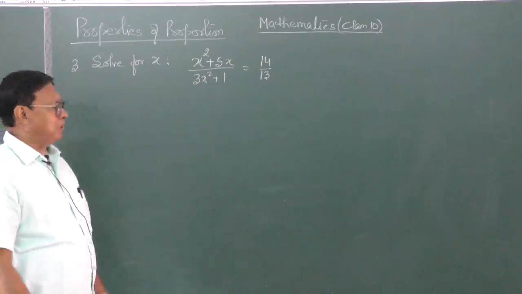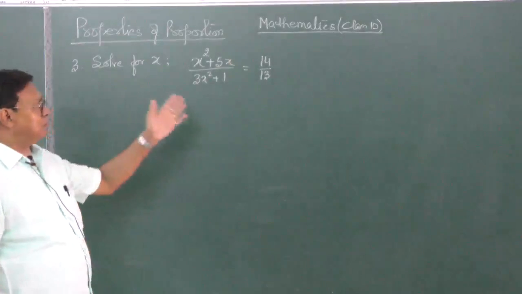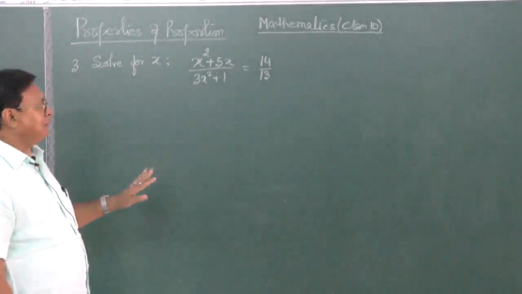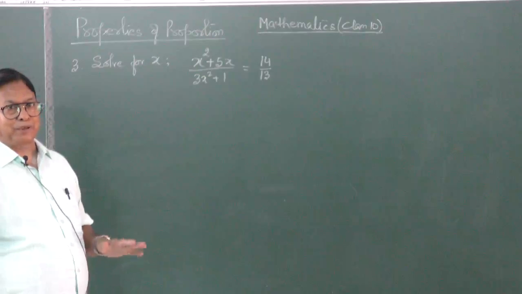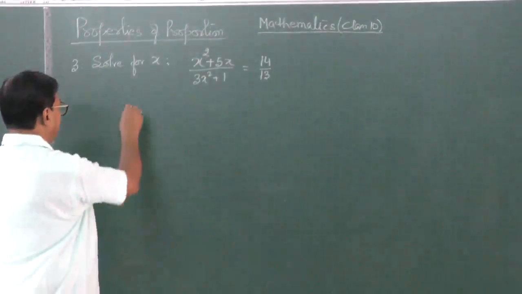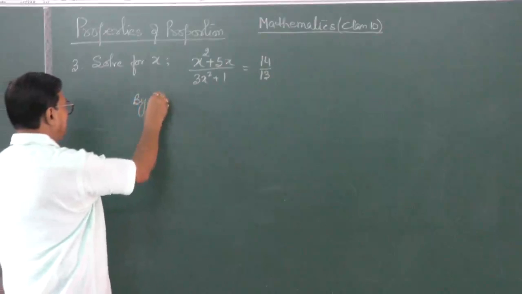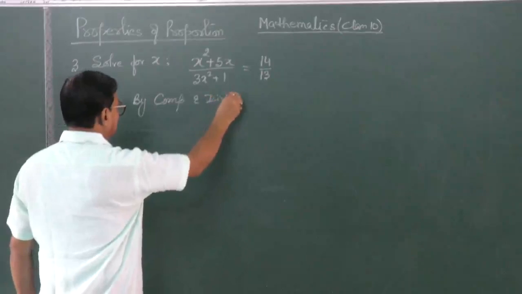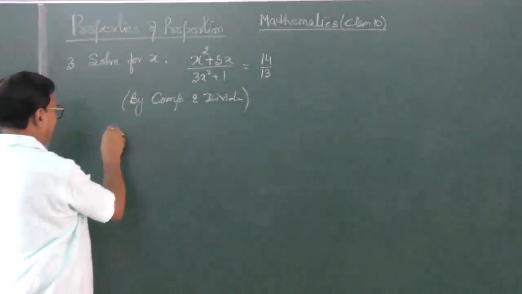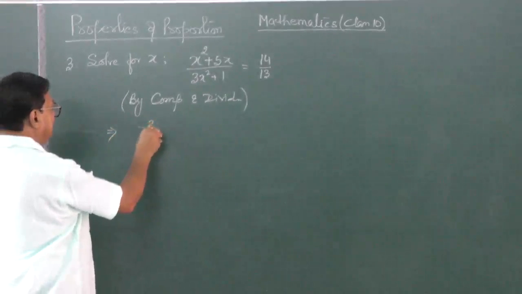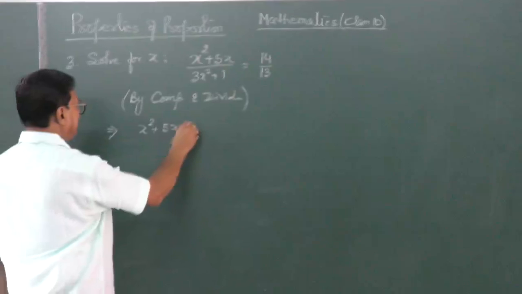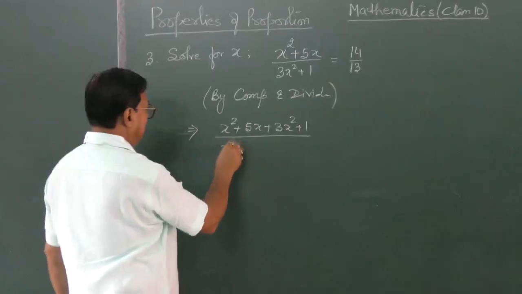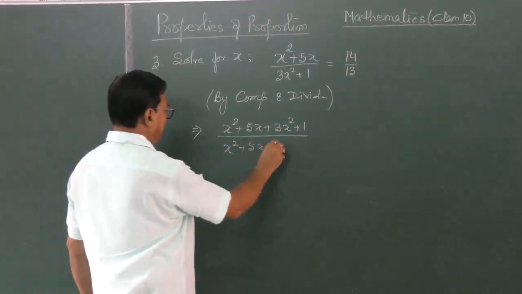Well, solving for x, you have already done quadratic equation. So if you do the cross multiplication, you will get a quadratic equation and you can solve it. But here I would suggest to apply the property, right? So applying componendo and dividendo, I said this is the property which you always apply, componendo and dividendo, and you have to write it. So what it says, numerator plus denominator by numerator minus denominator.